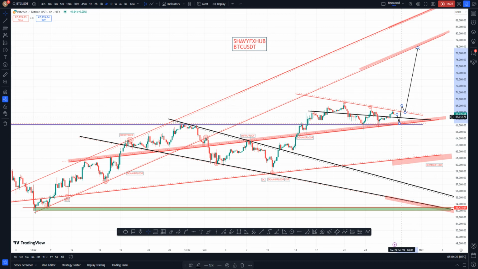But if price fails to hold at this level after breaking this roof, then we potentially come down to seek liquidity down, where we have another potential support structure waiting for impulse.